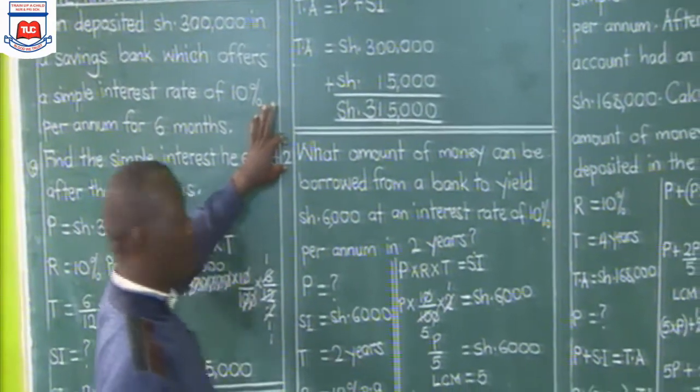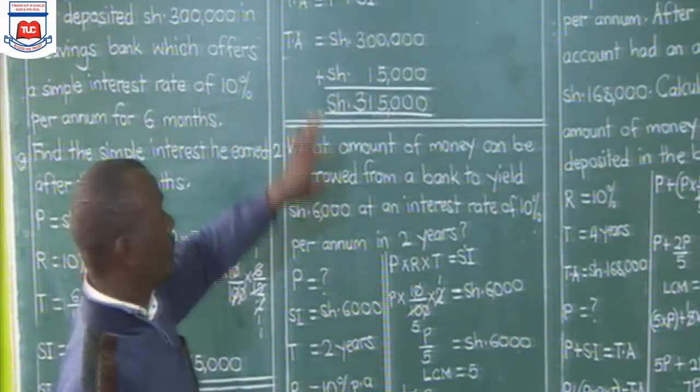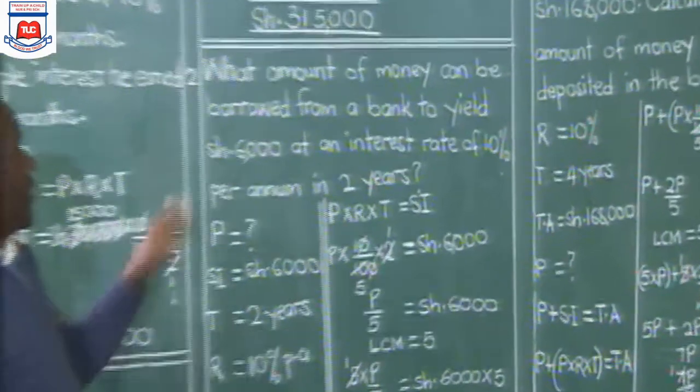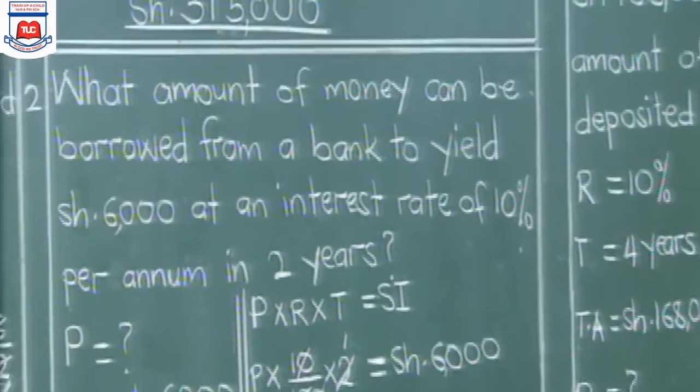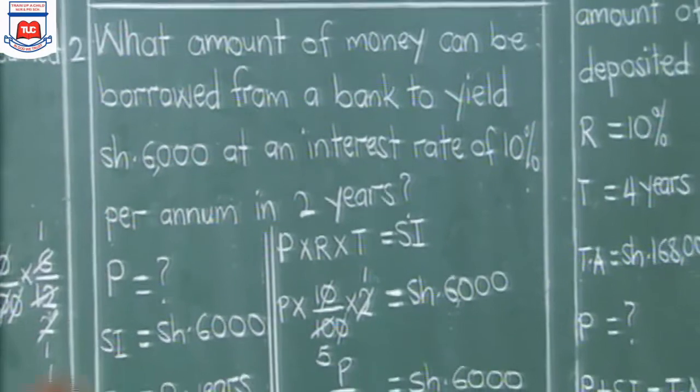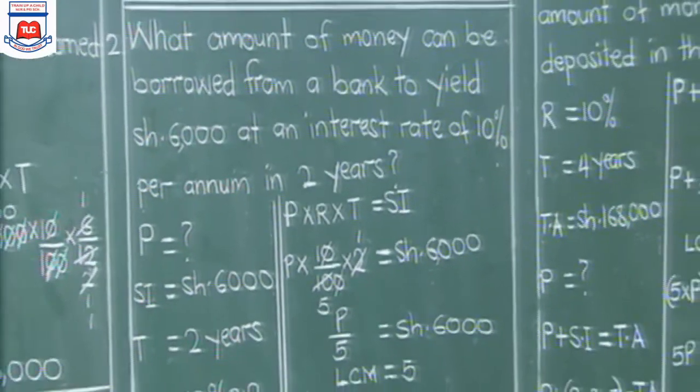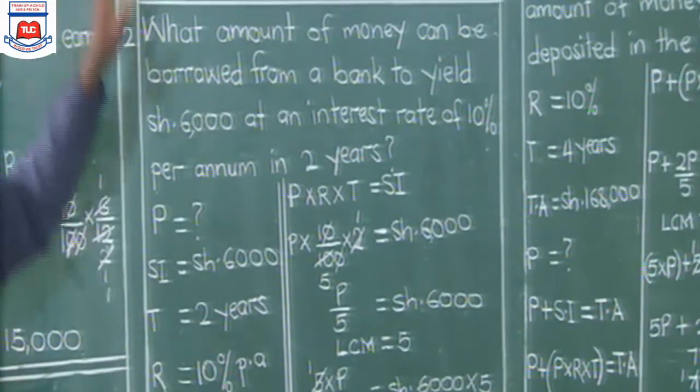Then we go to number 2. Number 2 is a question that asks you for principal. We have learned how to find the simple interest as well as total amount.